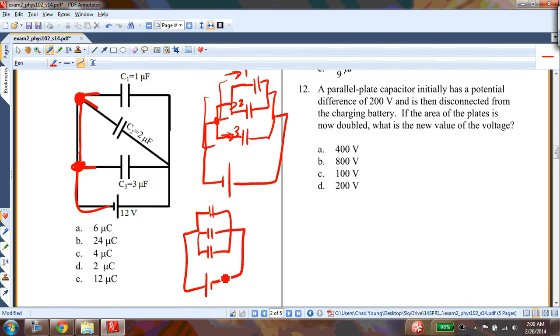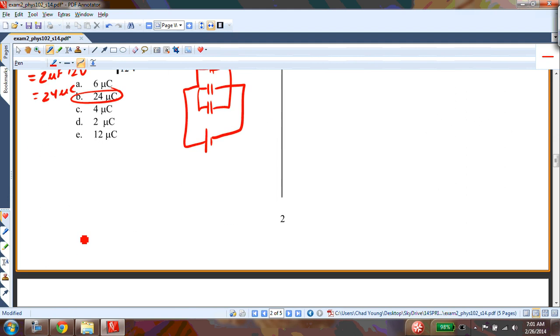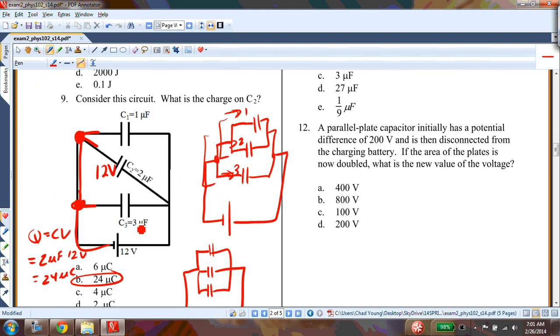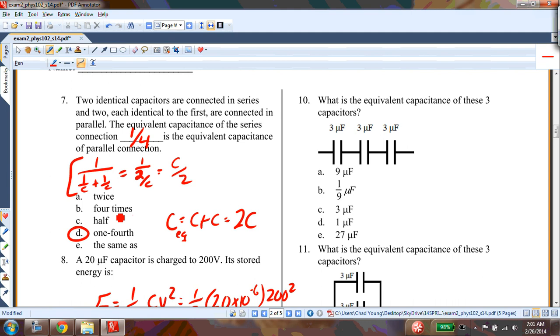And so because it's in parallel, they all have the same voltage. And I'm looking for C2, so it has a voltage of 12 volts. And so it has a charge of 24 microcoulombs. That comes from Q equals CV. That's going to be 2 microfarads times 12 volts, which is 24 microcoulombs. That's a little tricky, but it's a common way to draw circuits. We'll see that again with capacitors.